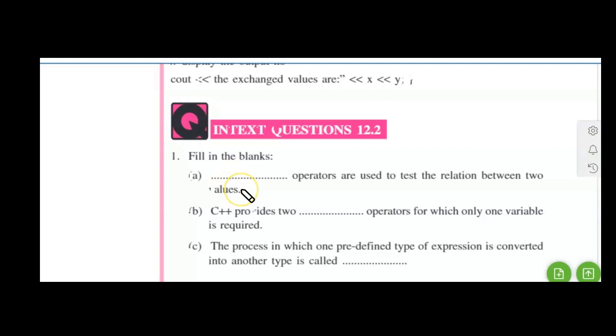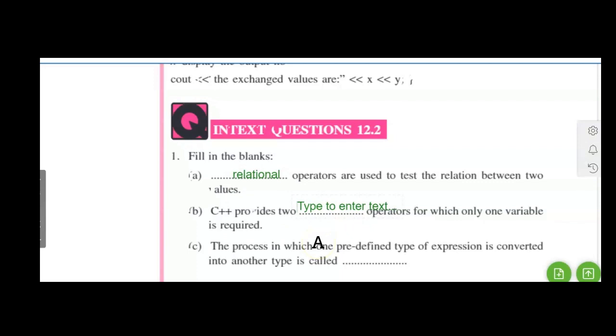The first one is: dash operators are used to test the relation between two values. That is relational operators.